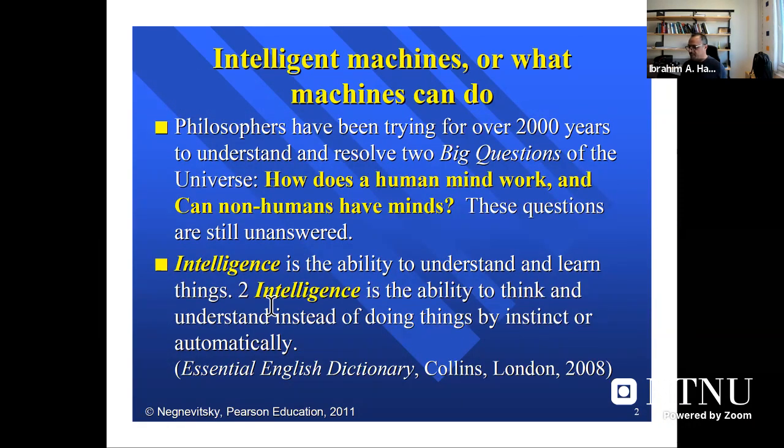So philosophers have been trying for over 2,000 years to understand and resolve the two big questions of the universe. How does a human mind work, and can non-humans have minds? Yes, we can. I mean, we are building machines which have a small mind, which can in fact make some decisions. So we train this small mind to solve simple problems.